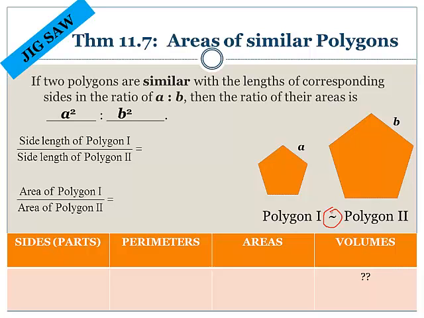So if we have the side length of polygon 1 over the side length of polygon 2, all we're going to have is A over B, which is the length of both of their sides. However, if we have the area of polygon 1 over the area of polygon 2, we're going to have A squared over B squared. This is very important to recognize: when we have the area, it's going to be A squared over B squared. So the sides are just A over B. The perimeters are going to be A over B, but the areas will be A squared over B squared. And we will get to the volumes in a later chapter.